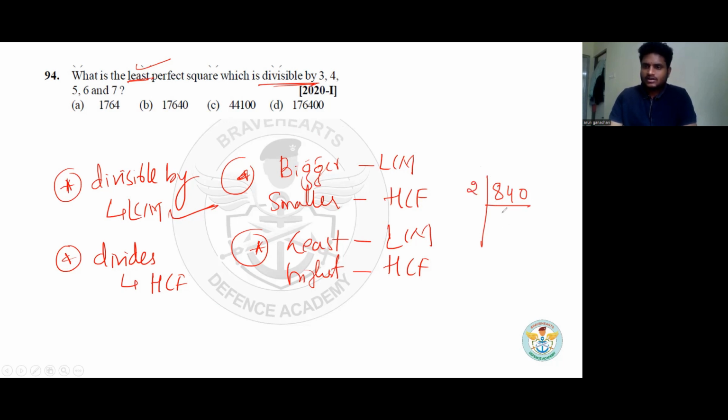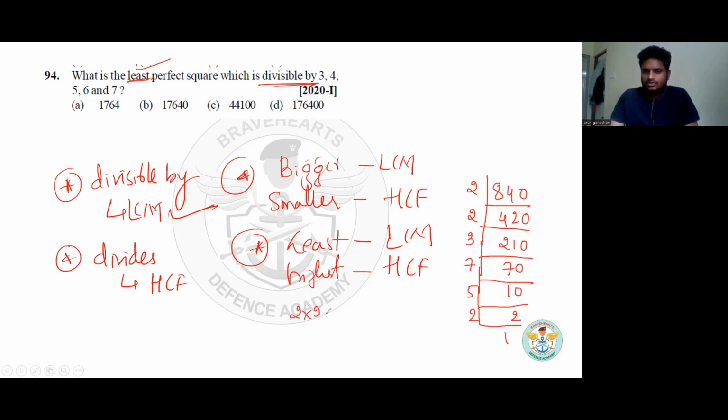2 1s are 2, 2 4s are 8, 2s are, 0s are, 2 2s are 4, 1s are, 0s are. Now I'll divide it by 3. 3 7s are 21, 0s are. Then I'll divide it by 7. 7 10s are 70. Then 5 2s are 10, 2 1s are 2. Getting this? Now what can I write this number as? I can write this as 2 into 2 into 3 into 7 into 5 into 2.